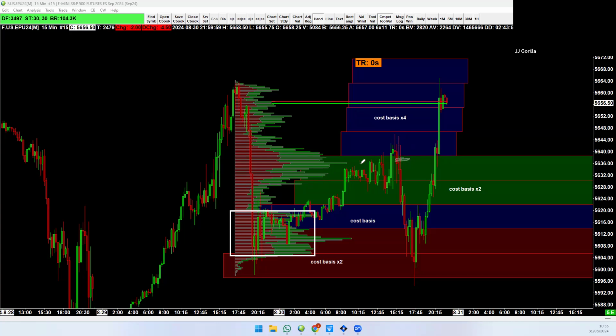But what happens is now we've trapped these people long. We run out of buyers. The market breaks, and as soon as it starts taking those lows here, the market comes right back into this balance zone. Now it breaks through that balance zone, and you'll notice it comes right back into that cost basis and flushes it. Now watch this.